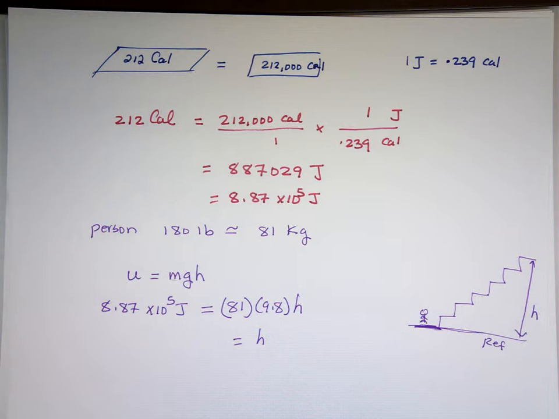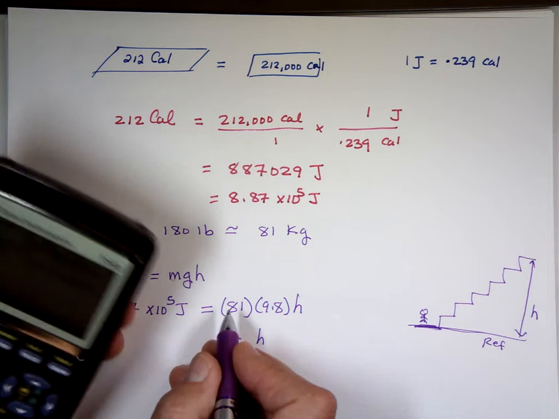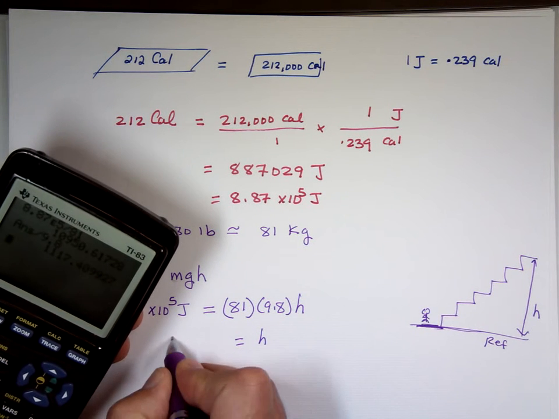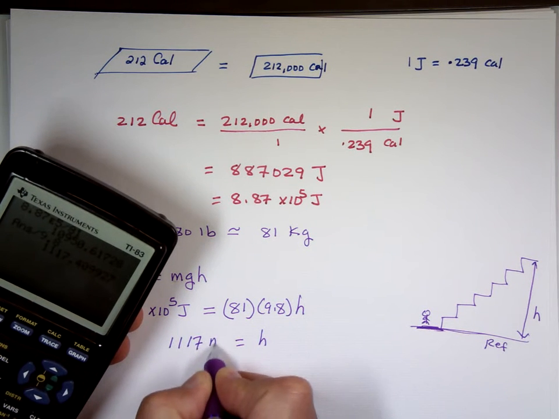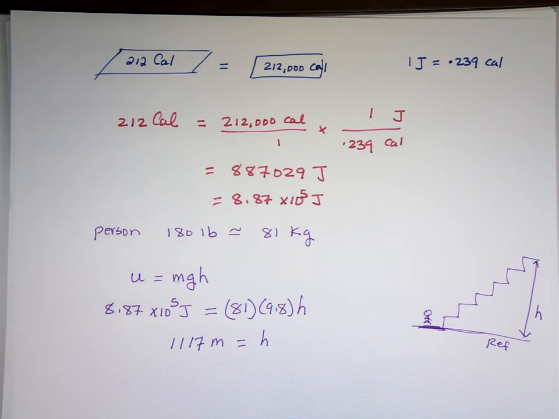.87 e to the 5th, divided by 81 divided by 9.8. Oh my goodness. 1,117 meters high. That's how high you have to go.